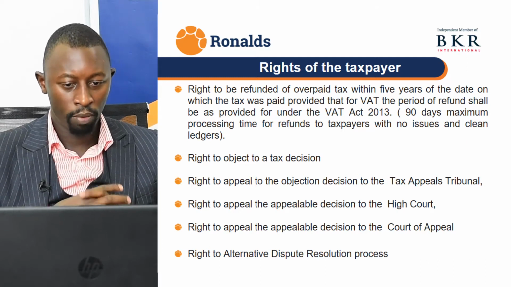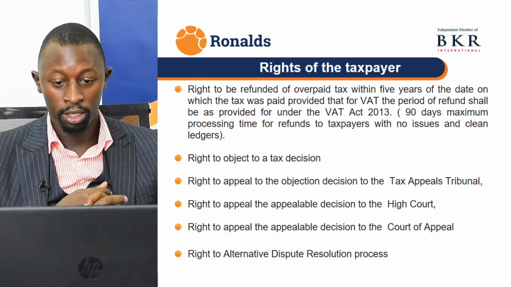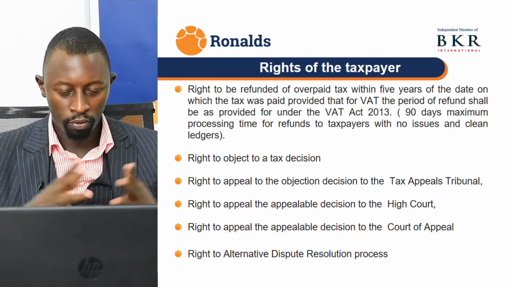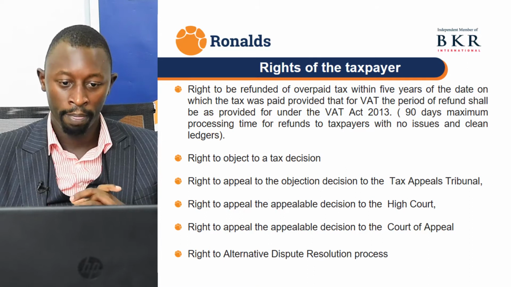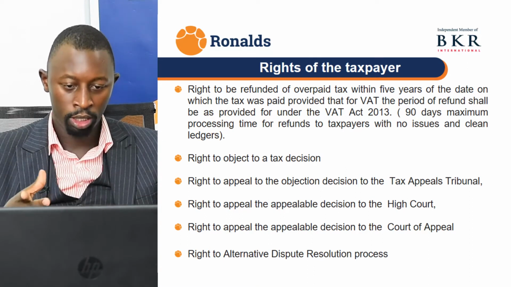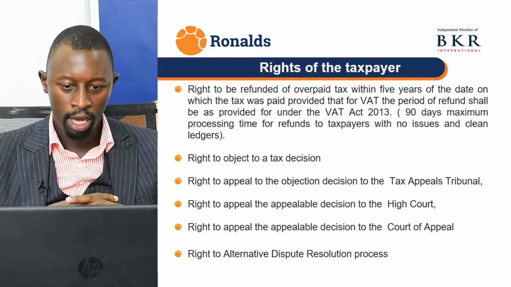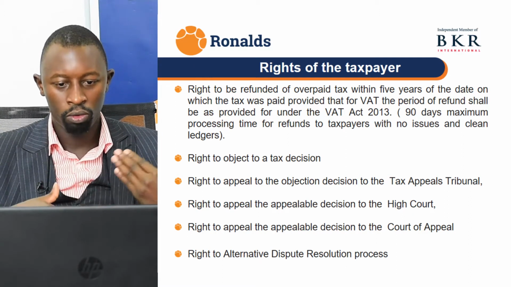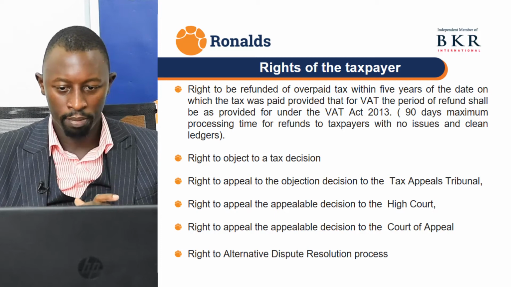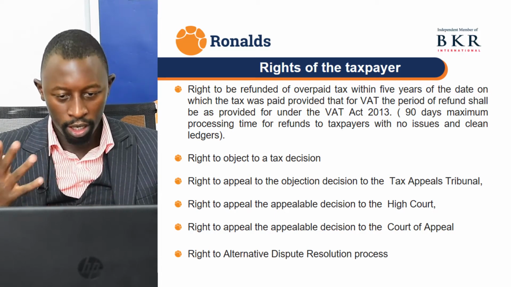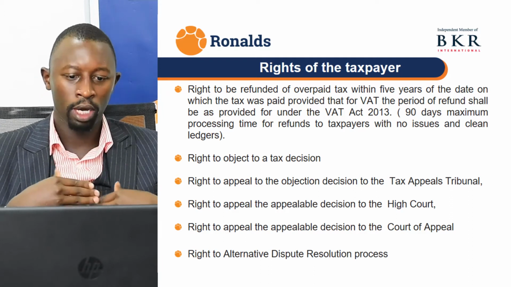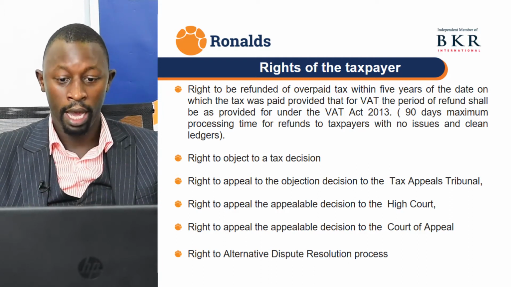Then you also have a right to appeal a tax objection decision, that is, to the Tax Appeals Tribunal. When you are aggrieved by a tax decision by KRA, and you have already given your objection, and KRA proceeds to confirm that assessment, then you have the right to take that decision to the Tax Appeals Tribunal. And even if the Tax Appeals Tribunal does not agree with you, you still have the right to escalate it further to the High Court.